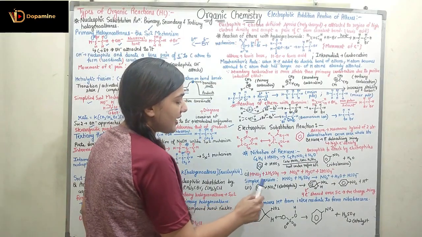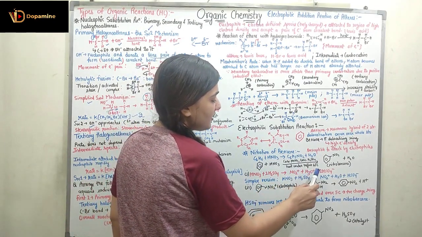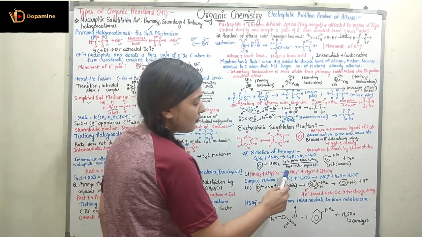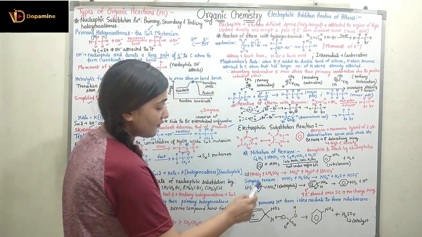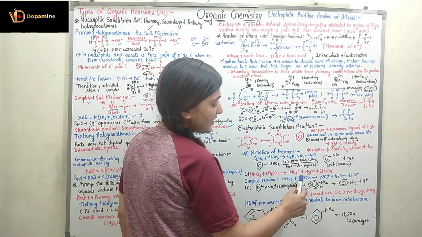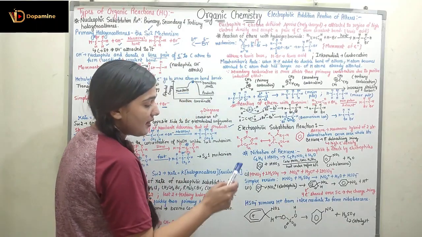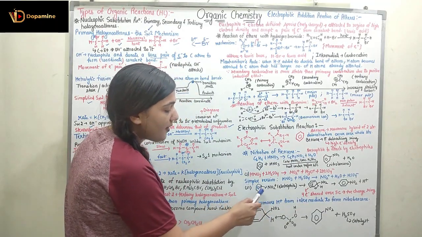First is the nitric acid plus the sulfuric acid is going to form NO2 positive plus H3O positive plus 2HSO4 negative. So HNO3 plus 2H2SO4 gives NO2 positive plus H3O positive plus 2HSO4 negative. We can write this reaction in a simpler version as well: HNO3 plus H2SO4 gives NO2 positive plus H2O plus HSO4 negative. Now this NO2 positive is the electrophile. It is going to attack the benzene ring.